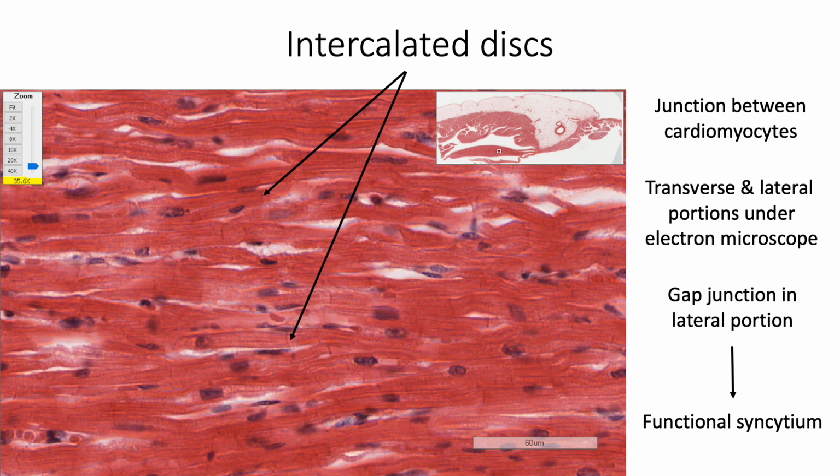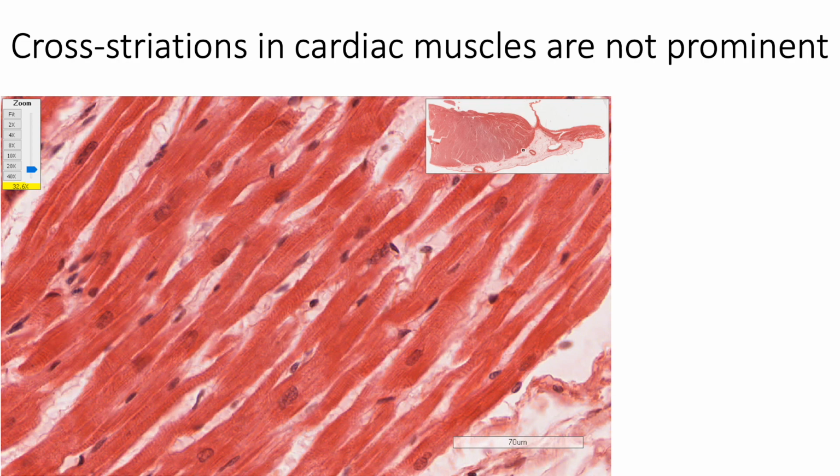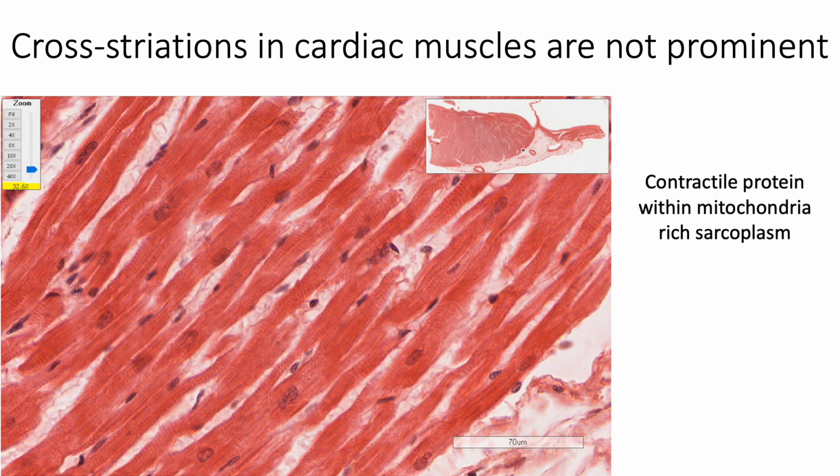Cross striations in cardiac muscle are not as prominent as what we see in skeletal muscle. That's because these contractile proteins are within the mitochondria-rich sarcoplasm, and myofilaments are comparatively less well delineated.